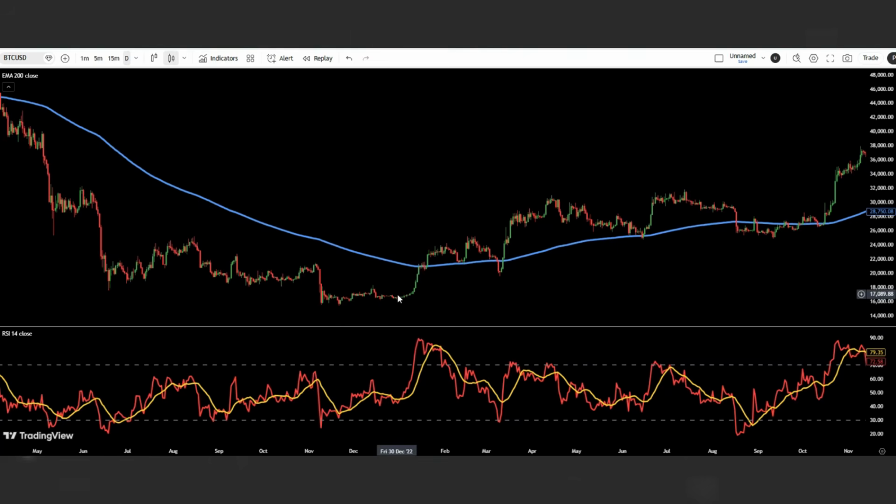So we add a simple professional filter, EMA 200 on price. When price is above EMA 200, the long-term trend is bullish, so we only look for buy setups. When price is below EMA 200, the long-term trend is bearish, so we only look for sell setups. This filter removes many low-quality trades.